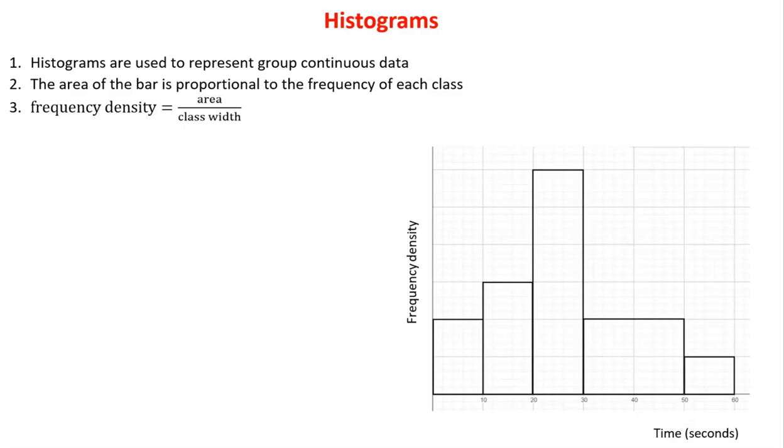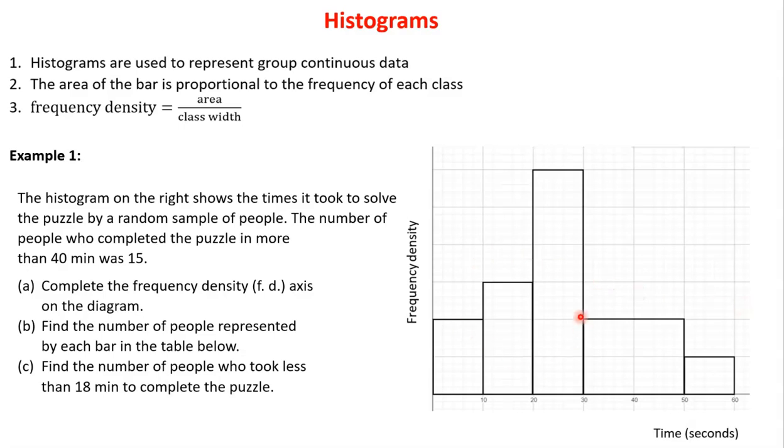Welcome to another video on statistics, and in this video we will learn about histograms. The three things to remember about histograms are that histograms are used to represent continuous data. The area of each bar, as you can see here, is proportional to the frequency of each class, and the frequency density, which is on the y-axis here, can be calculated using the formula area of the bar divided by the class width. So let's have a look at the first example.